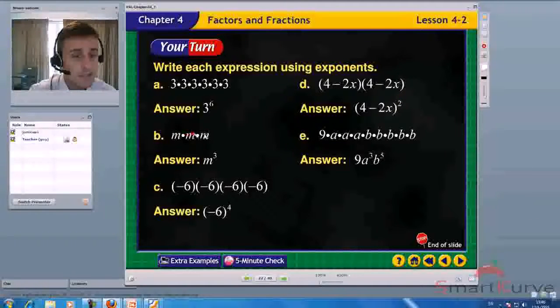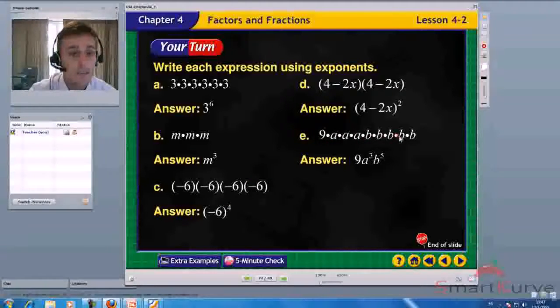M times m times m, m cubed, m to the 3. M is being multiplied by itself 3 times. -6 times -6 times -6 times -6. -6 to the 4th. 1, 2, 3, 4 times it showed up, so it is -6 to the 4th.